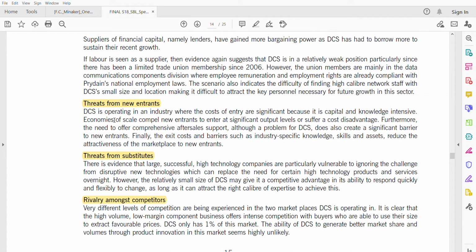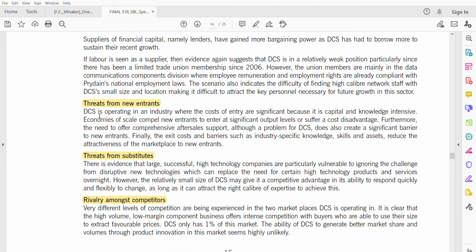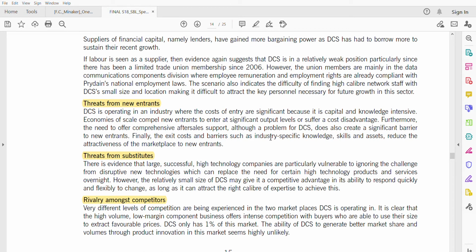So all these are saying that it's difficult to find high caliber staff. Now let's go to the third component, threat of new entrants. This is just in one para, it's fine. You will not get equal points for all the sections, so don't try to break your head finding points. If you are not getting points, leave it and go to the next one.